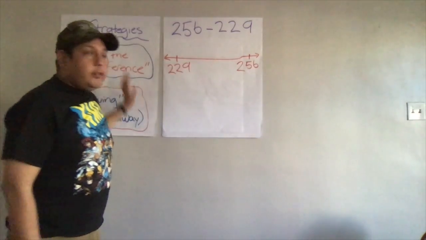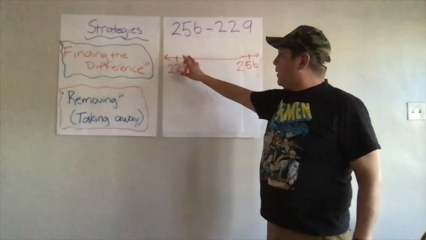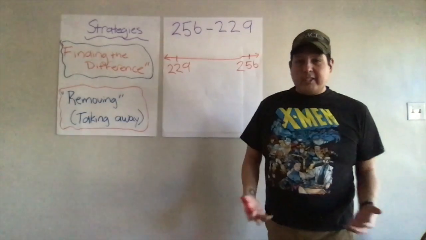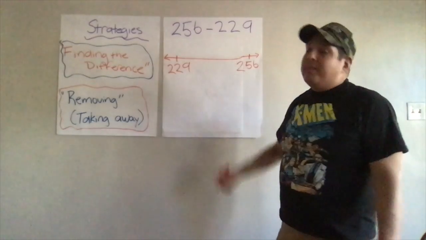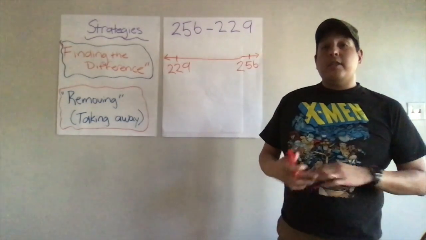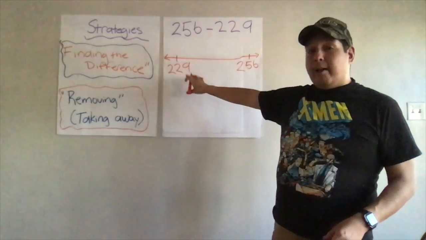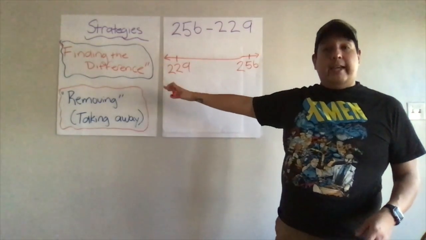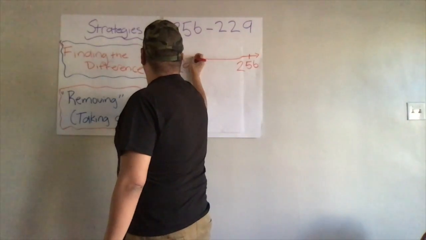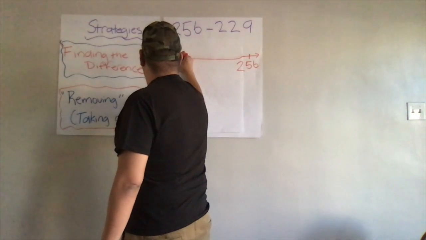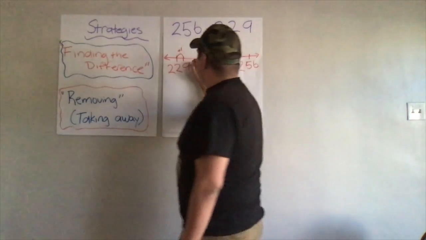With the finding the difference strategy, what that means is that I need to find out how much space is here. You can do this a couple of different ways. I can count them individually and put individual tick marks in there, but that might take too long. The other thing is that I can use my knowledge of rounding and multiples of 10 to help me figure this out. So, for example, for this first one, I would need 1 more to get to 230. Okay, so that's plus 1. Okay, and here I'm at 230 now.